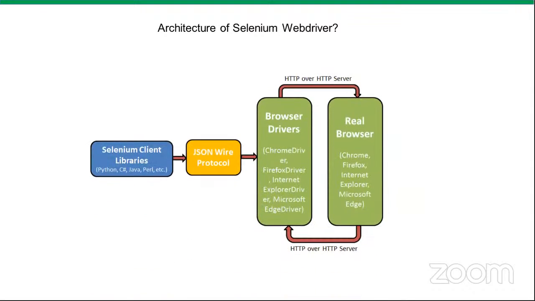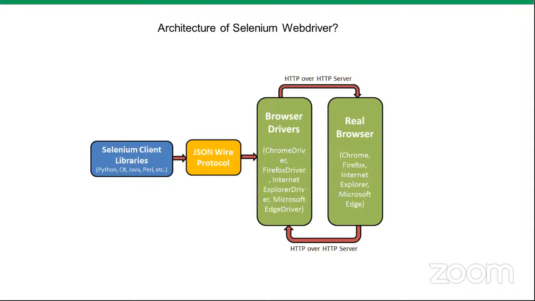The next question is, what is the architecture of Selenium WebDriver? Basically, Selenium WebDriver has three main components: Selenium client libraries, browser drivers, and the real, actual browsers. What are Selenium client libraries? The Selenium client library is basically the language binding that we download in order to set up Selenium. It is available in Python, C Sharp, or any programming language that Selenium supports.